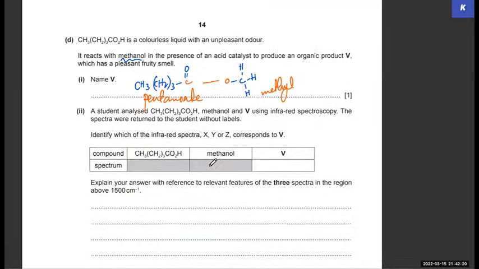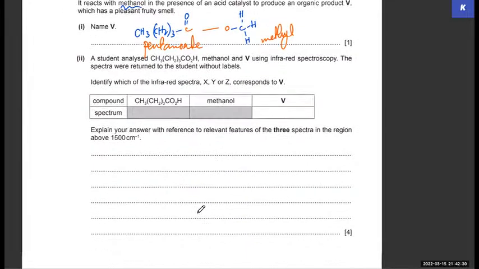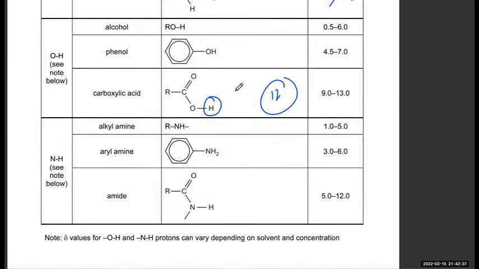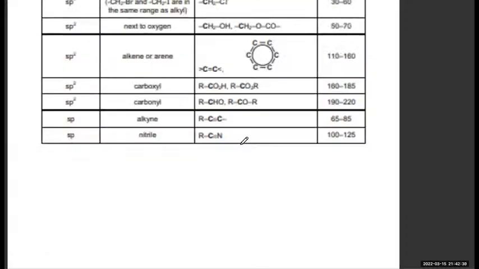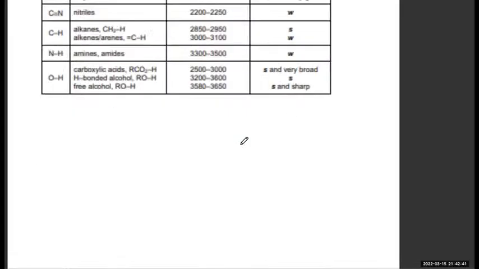Yes, sir. So अगला student analyzed the mass spectrum, infrared spectroscopy. The spectrum was returned to the student without labels. So identify which of the infrared spectrum X, Y, or Z corresponds to V. So infrared spectrum. अच्छा, first thing, मैंने पहले भी कहा है कि infrared spectrum में the one that you're going to look for is this kind of infrared spectrum.